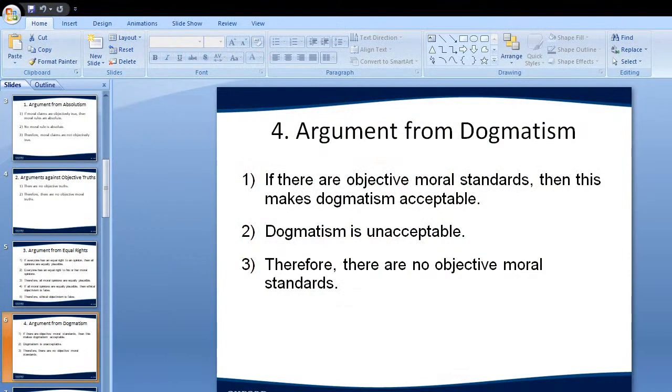Okay. Let's pop up the PowerPoint. And we'll construct the following valid deductive syllogism. Premise 1, if there are objective moral standards, then this makes dogmatism acceptable. 2, dogmatism is unacceptable, therefore there are no objective moral standards.